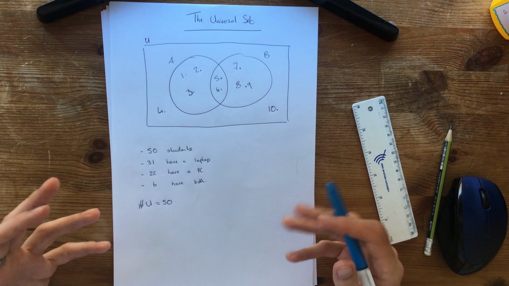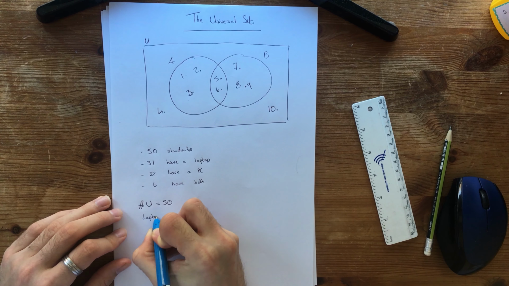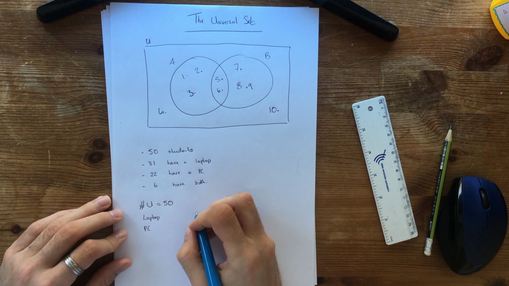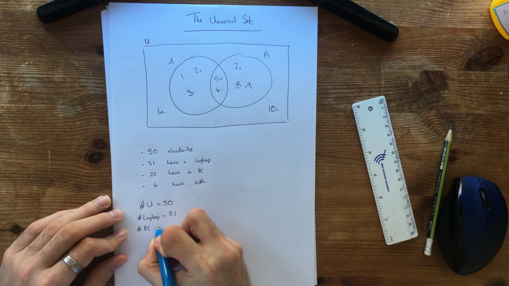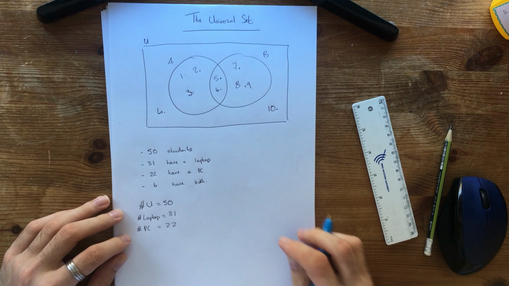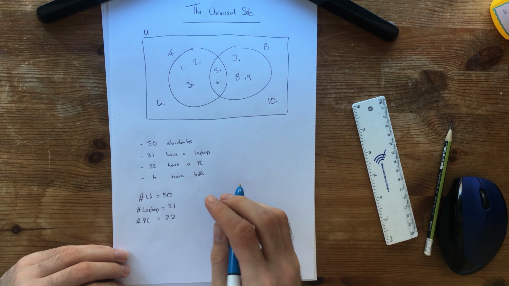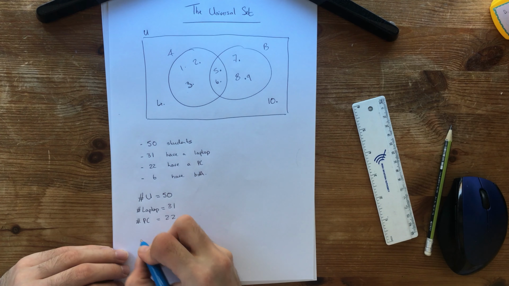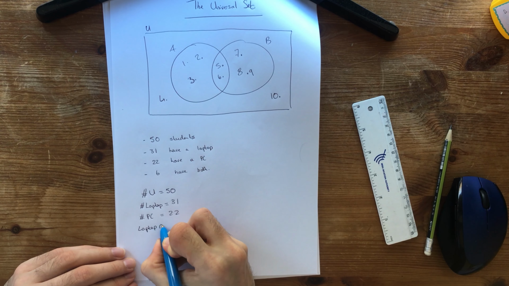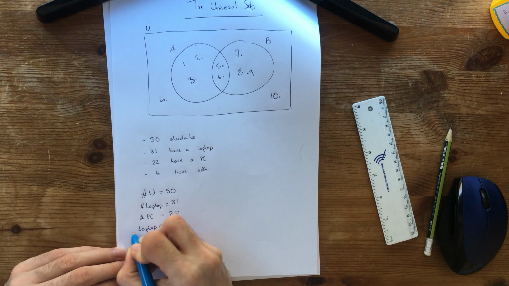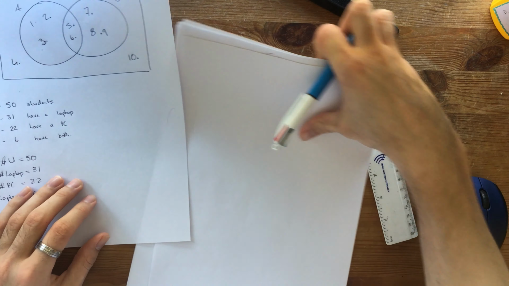Okay, so we're going to call our two sets that we have inside laptop and PC. So the number of laptop owners is 31, and the number of PC is 22. And then this have both thing is, if you remember from the last little video, it's the intersection. So the intersection of laptop and PC. So that is laptop intersection PC is equal to 6, the number of them.